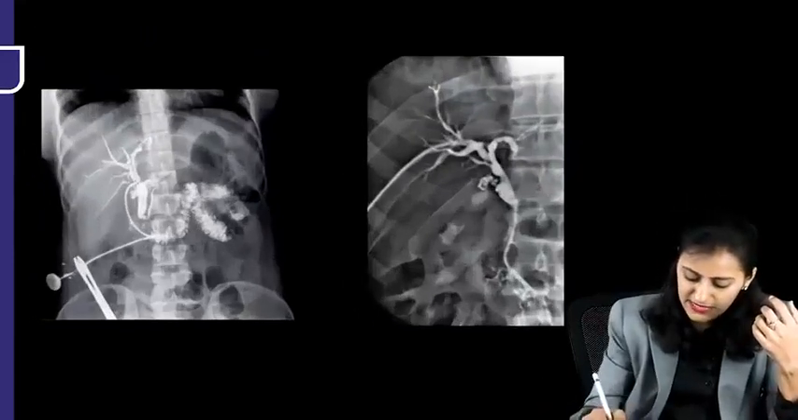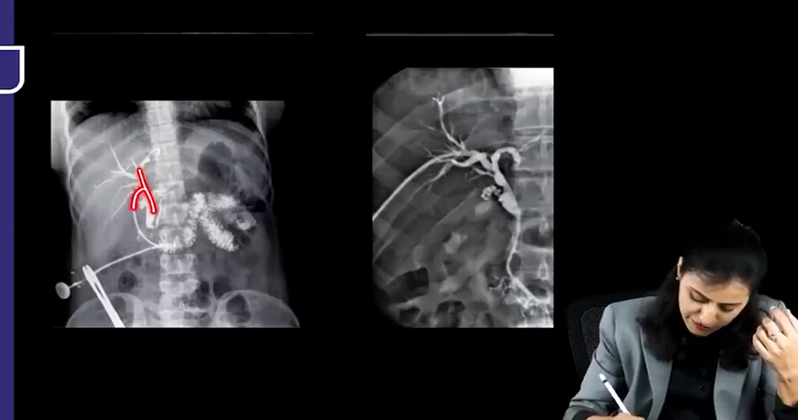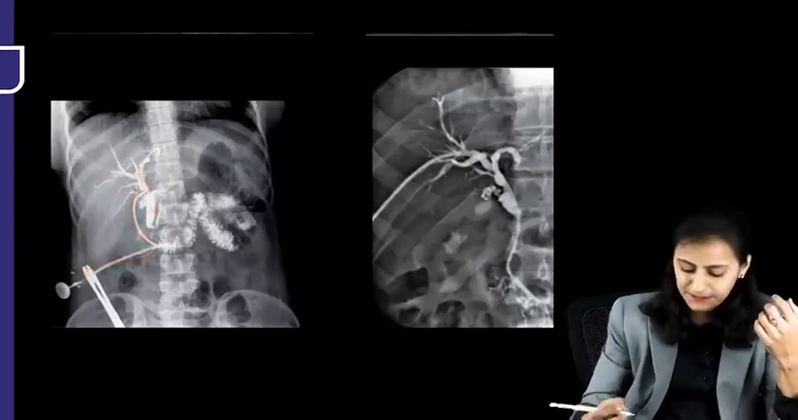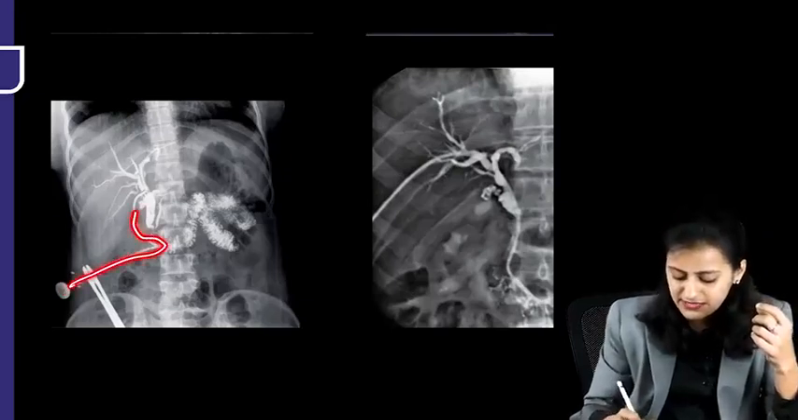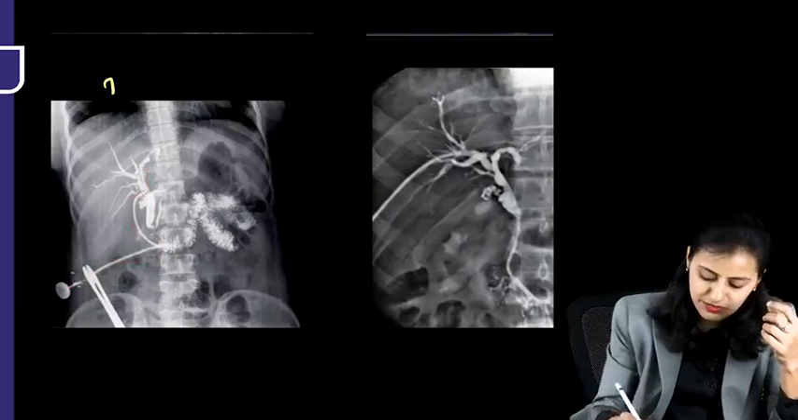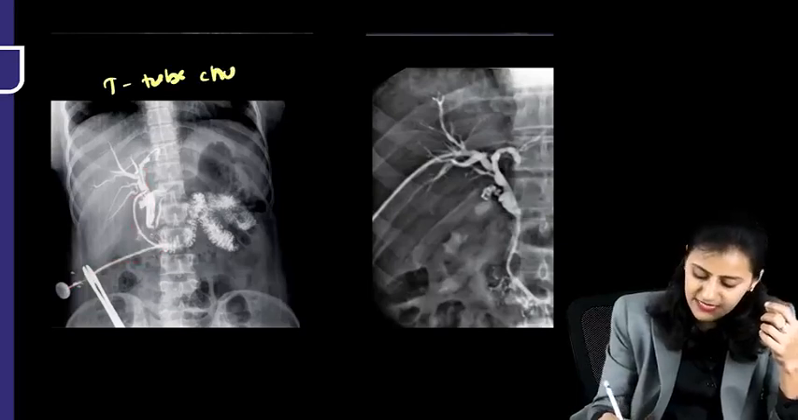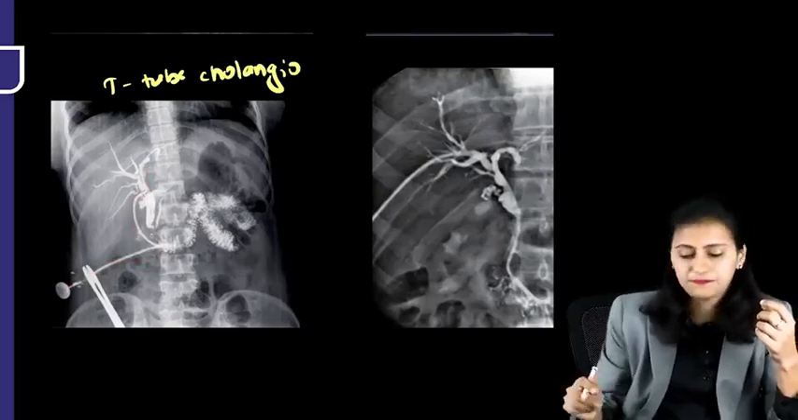Next one, where you see that there is this T sort of tube in the bile duct coming from the skin, right? We have clamped it. This is a T-tube cholangiogram.